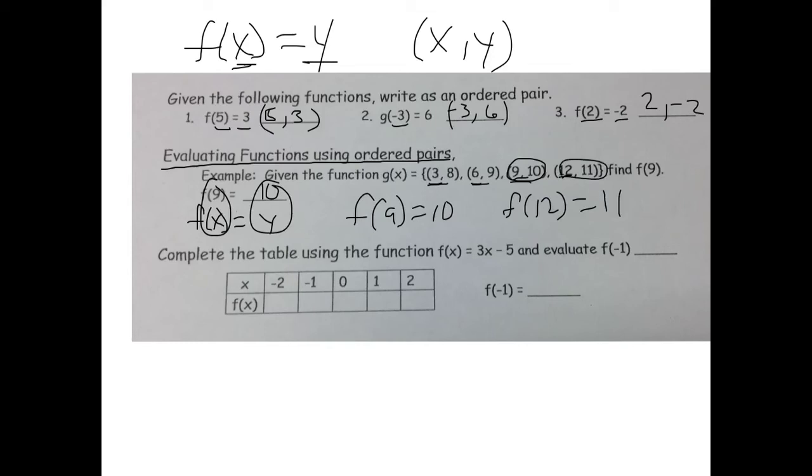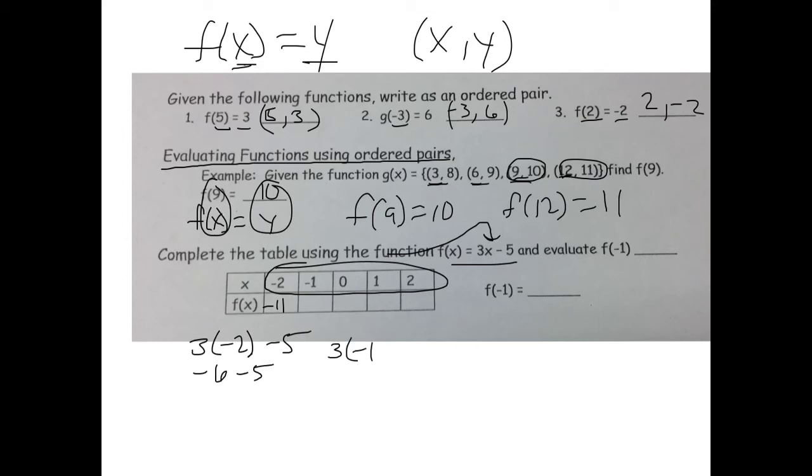Okay. Here I'm supposed to complete the table using f of x is 3x minus 5. So because I don't have a calculator on me, I'm going to just use the old school method of plugging in. I'm going to take all these values one at a time. I'm going to put them right there beside that. So I get 3 times negative 2 minus 5. 3 times negative 2 is negative 6. Minus 5 is negative 11. I'm going to do the same thing with negative 1. 3 times negative 1 is negative 3 minus 5 is negative 8.